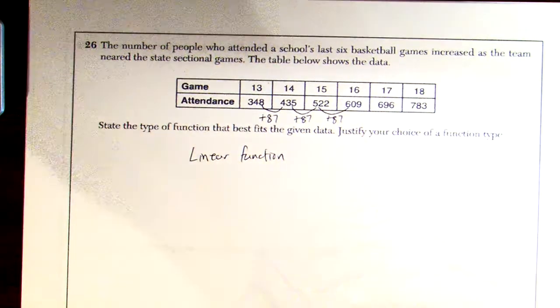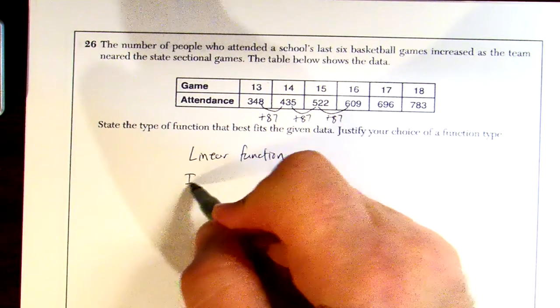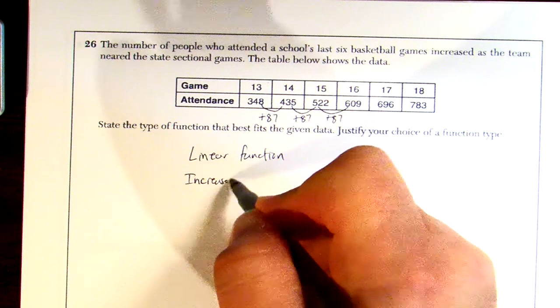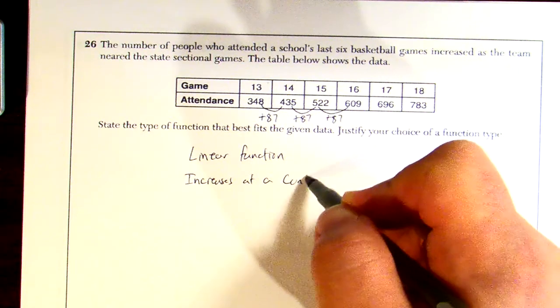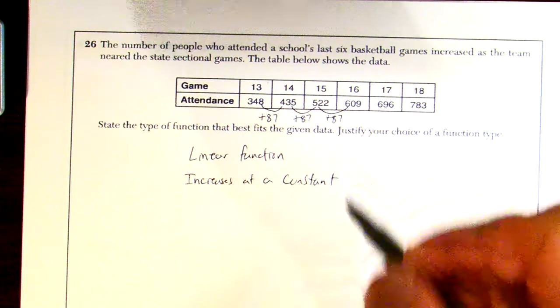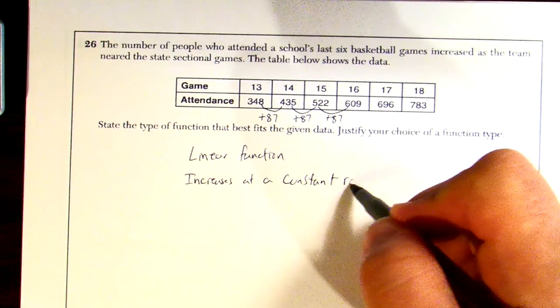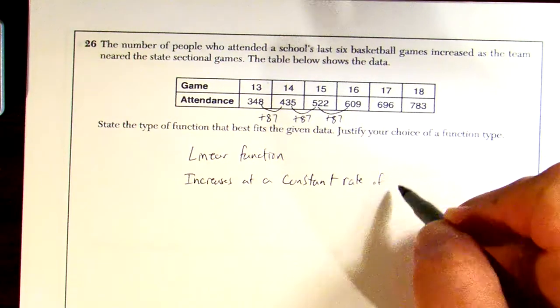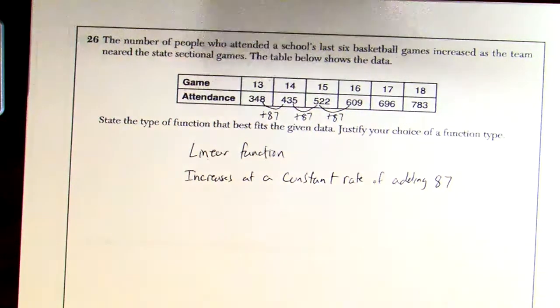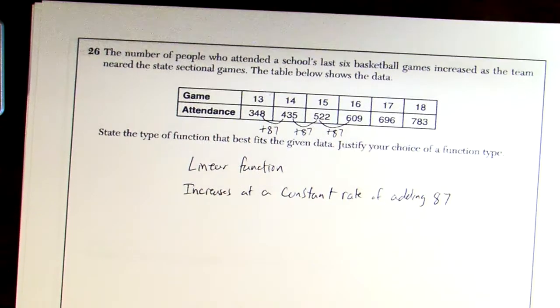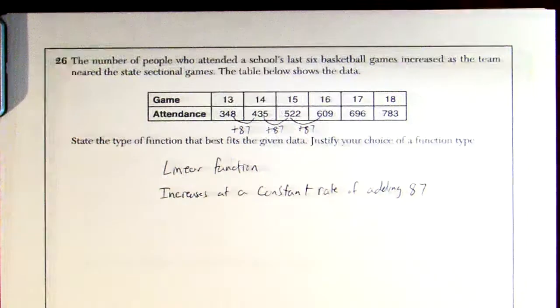And you can write: it increases at a constant rate of adding 87. Okay? That'll get you 2 points. If you just say linear function, that's 1 point.